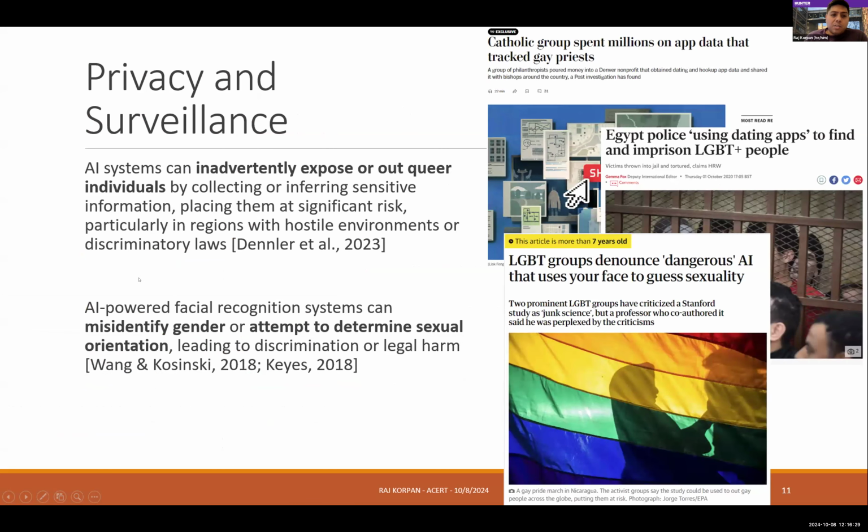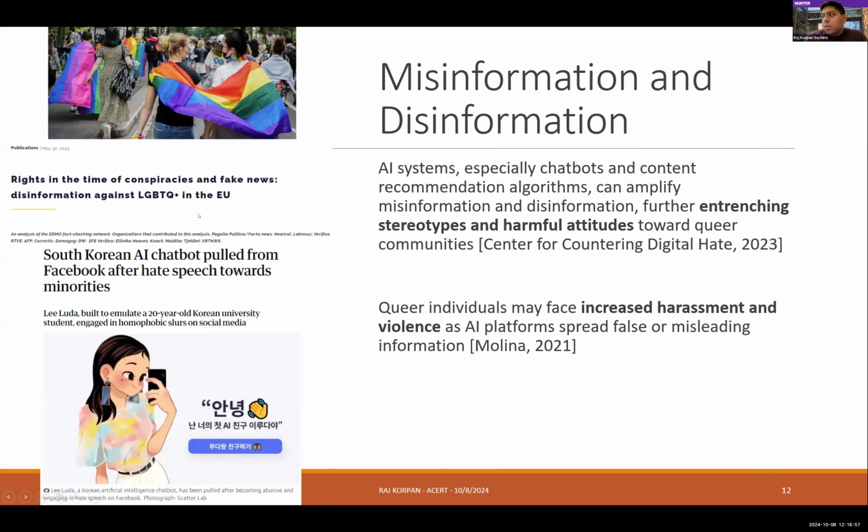There are a lot of issues around privacy and surveillance, with AI systems being used to expose or out queer individuals. There's an example from a Catholic group spending millions to try to surveil and identify gay priests using AI technology, or in Egypt, where the police were using AI technology to try to find LGBT plus people on dating apps. Often these systems can also perpetuate misinformation and disinformation against marginalized peoples, creating chatbots and other types of AI-generated material that furthers harassment and violence in the real world.